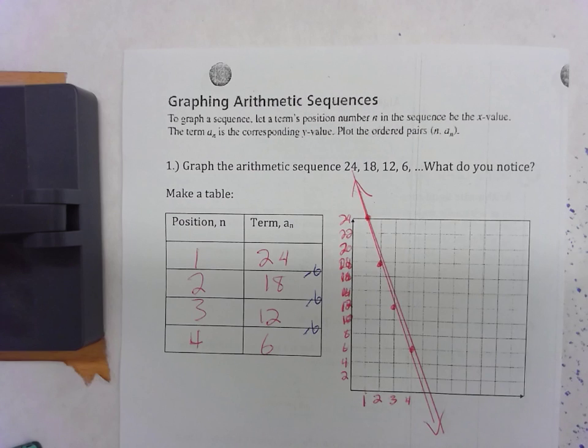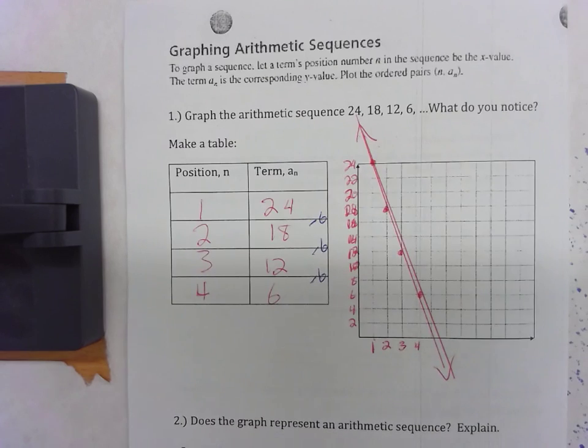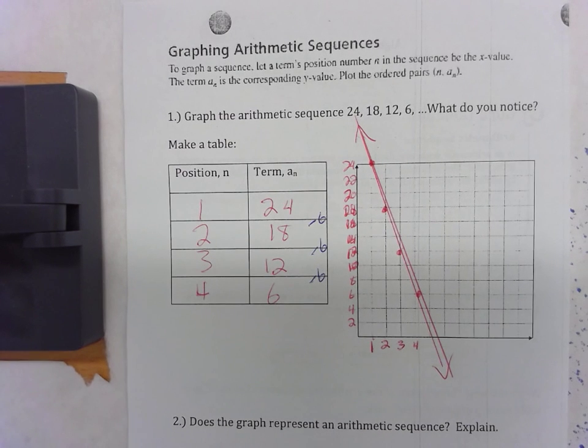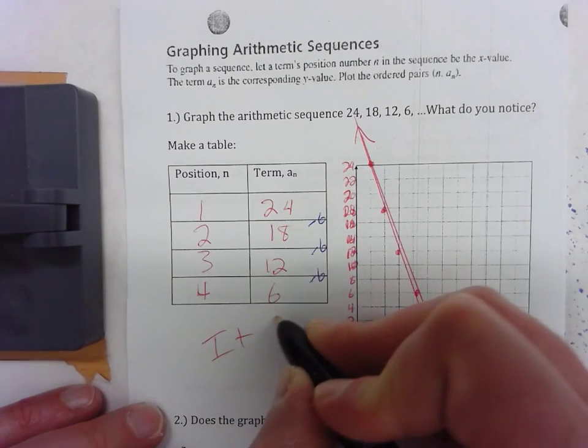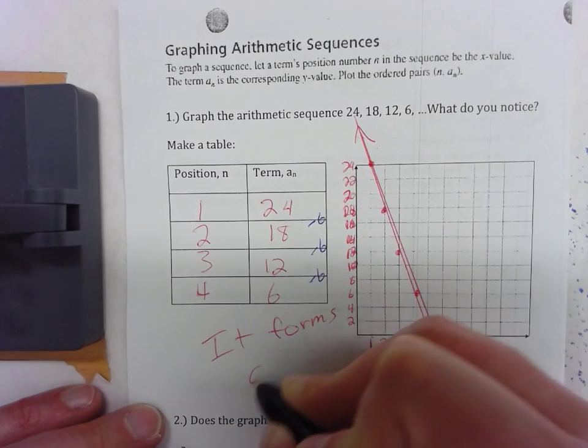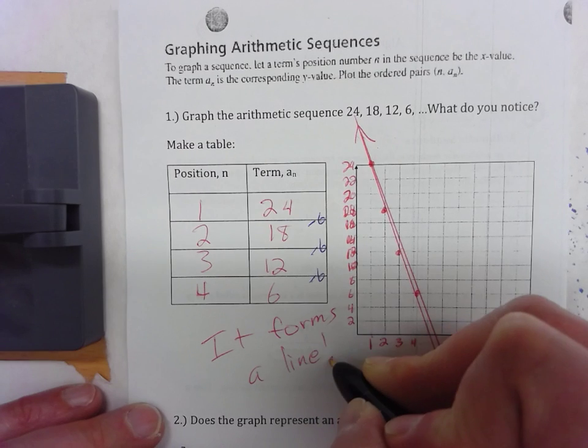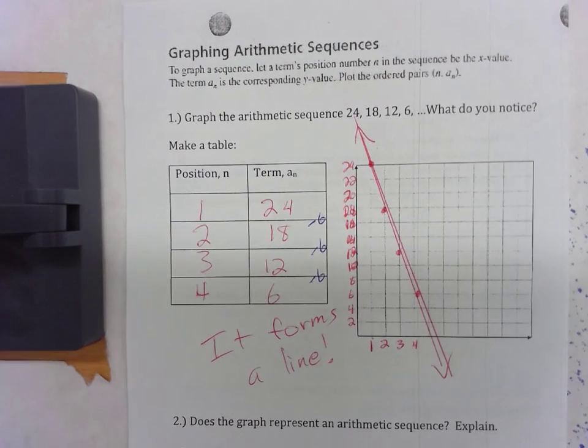Okay. So we can see that this arithmetic sequence is going to form a line. So this is actually really a linear equation. It forms a line! So yeah, arithmetic sequences are linear functions.